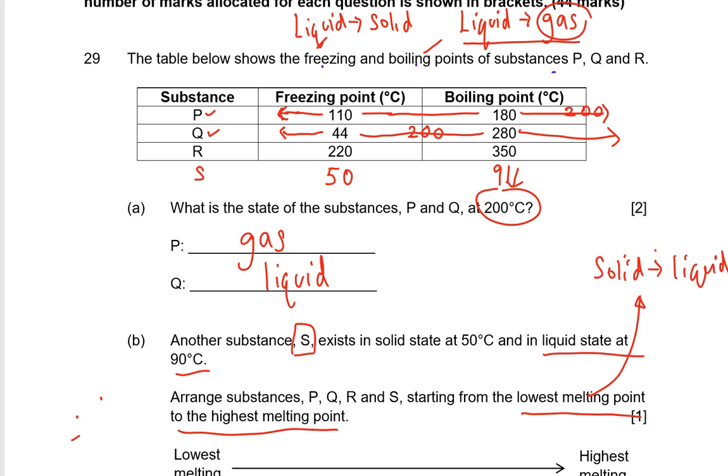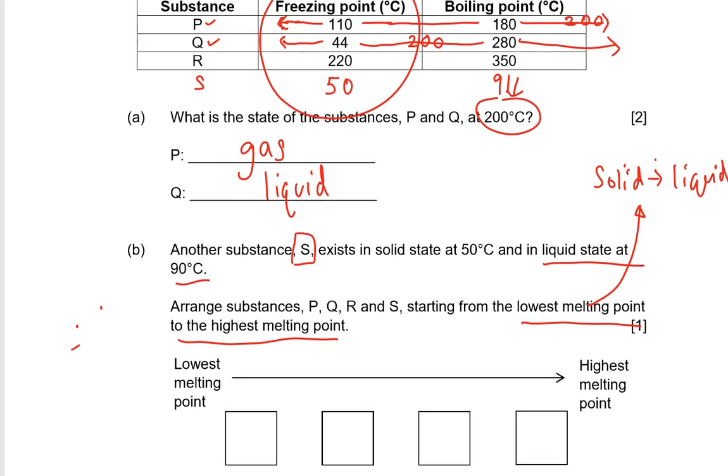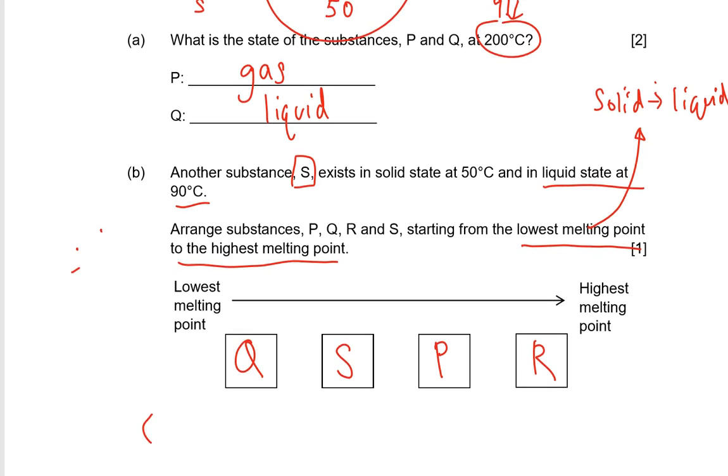So the lowest melting point will have to be Q, right? Looking at the numbers here, Q is only 44 for it to freeze. So Q must be the lowest melting point. Then looking at the data, next will be S, and then following on will be P. And then you have got R, which is the highest one. Alright, so this must be the arrangement for the melting points.